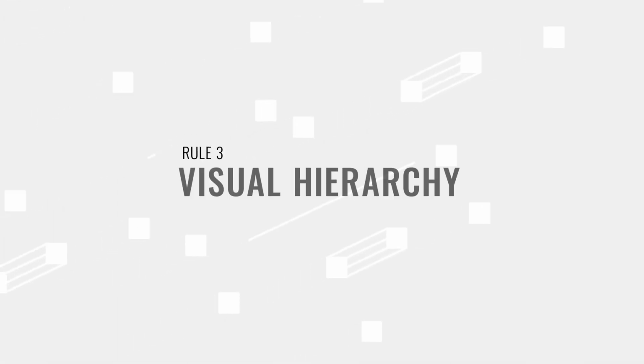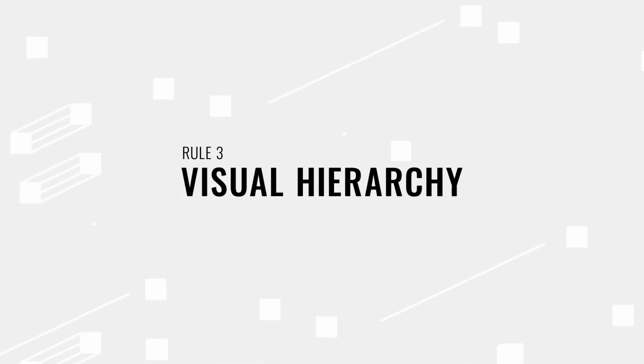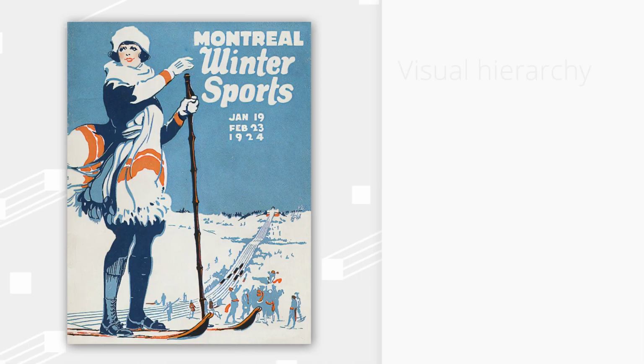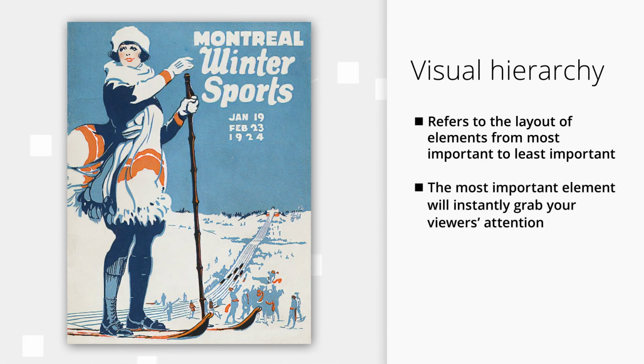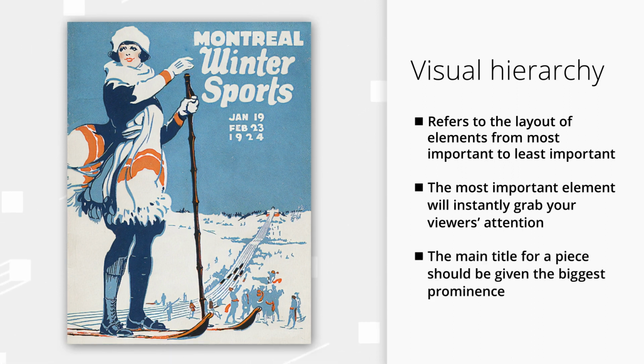Third rule of composition: visual hierarchy. Visual hierarchy in design refers to the layout of elements from the most important to least important. The most important element in your design will instantly grab your viewer's attention. For example, a music festival poster will feature the festival name in big block letters. Then, your design should help the viewers navigate the other elements in decreasing importance.